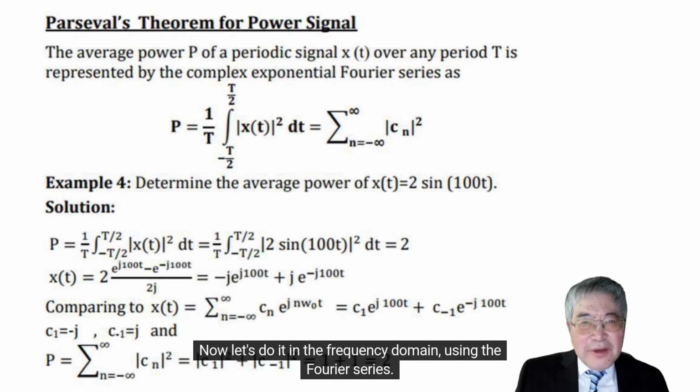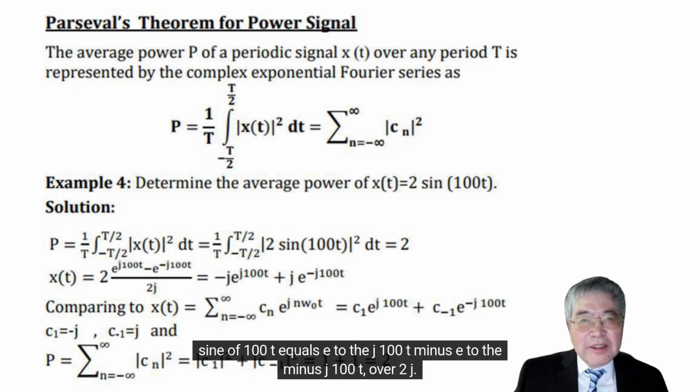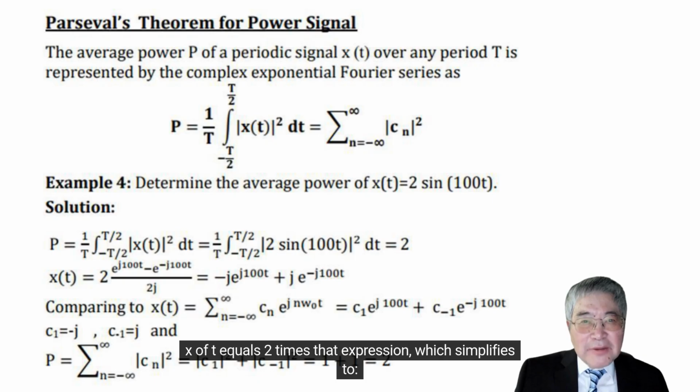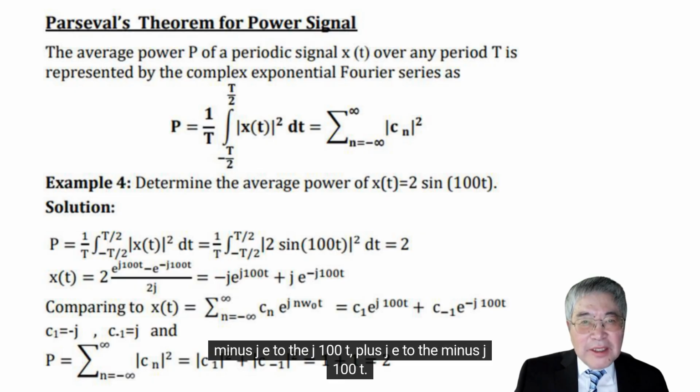Now let's do it in the frequency domain using the Fourier series. We rewrite the sine wave using Euler's formula. Sine of 100t equals e to the j100t minus e to the minus j100t over 2j. So our signal becomes x of t equals 2 times that expression, which simplifies to minus j e to the j100t plus j e to the minus j100t.